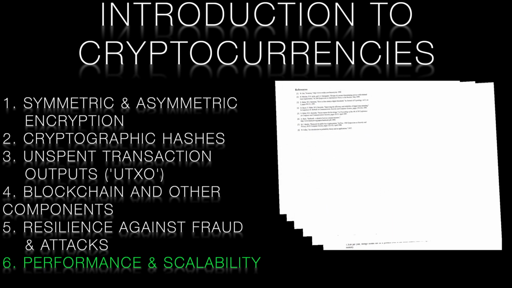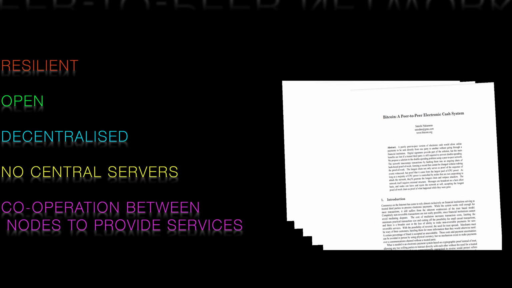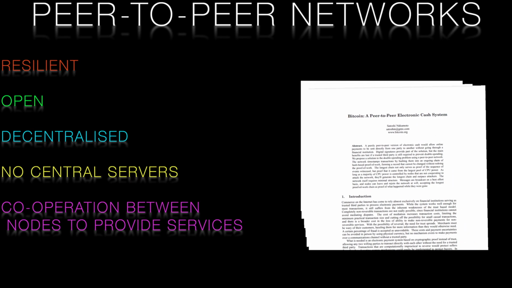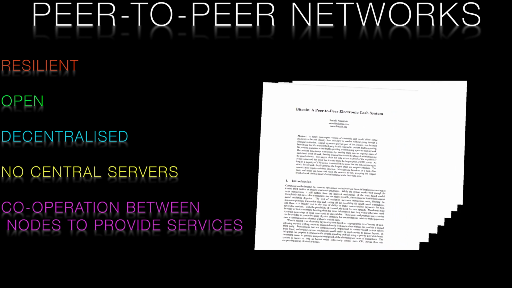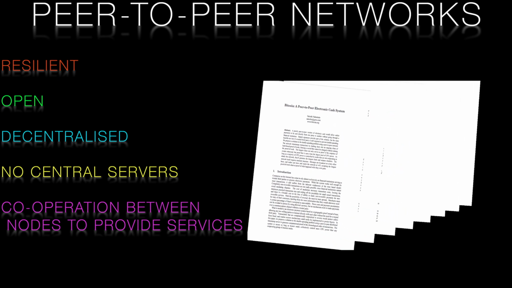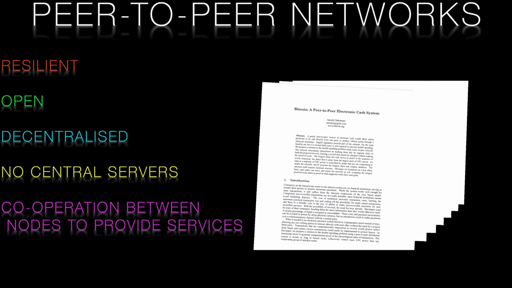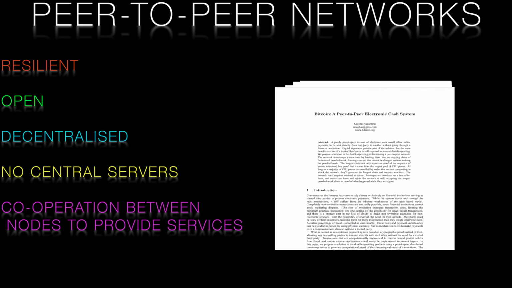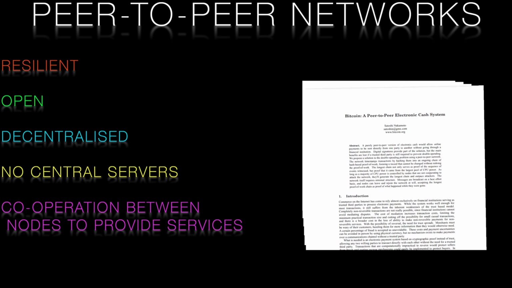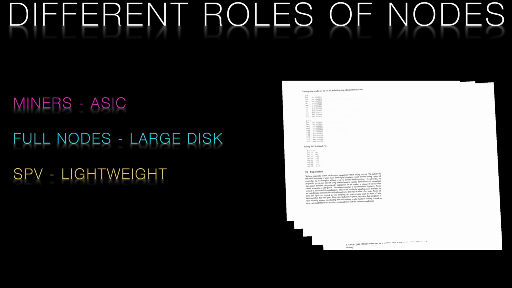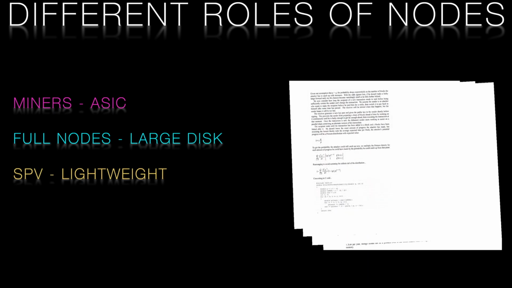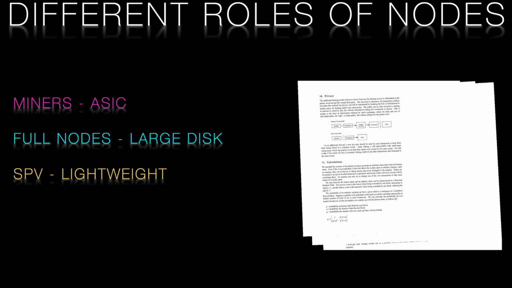In common with other peer-to-peer networks, the Bitcoin network is resilient, open, and decentralized. There are no central servers or supernodes. All nodes are equal and cooperate with one another to provide network services. While these nodes are all equal, they may take on one of many different roles. These roles depend on the functionality they support and their underlying hardware specification.